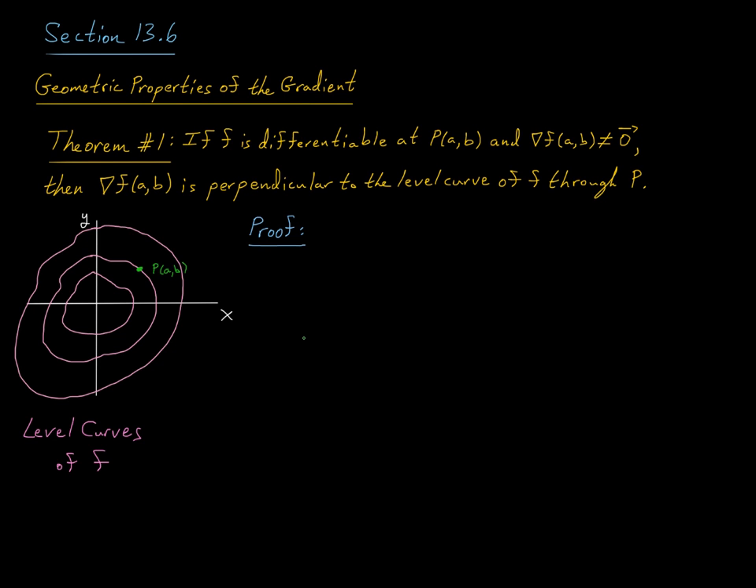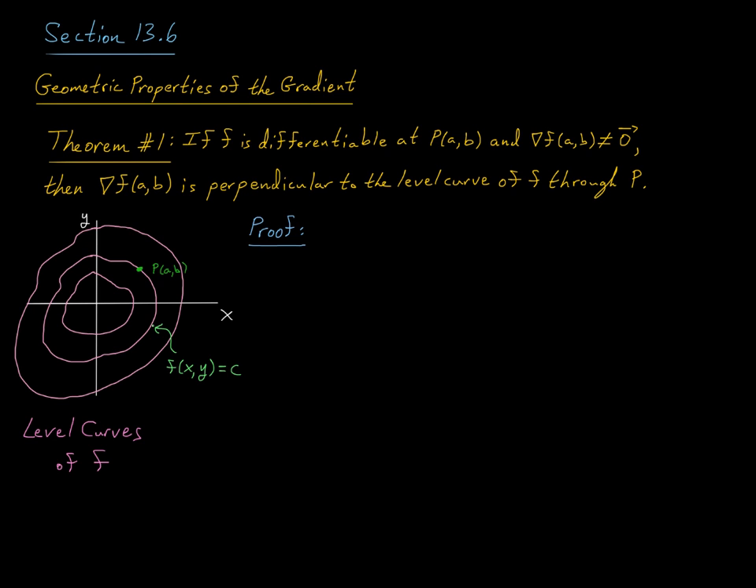Okay, and so that's actually the content of the first theorem here we're going to prove, which says that if f is differentiable at a point P with coordinates a, b, and the gradient is not 0, so it's not the 0 vector, then the gradient is perpendicular to the level curve of f through P. Alright, so here below I have some level curves of our function, and I have our point P labeled here. So this is the level curve that passes through our point P, and I'll go ahead and refer to this particular level curve as, say, f of x y is equal to c.